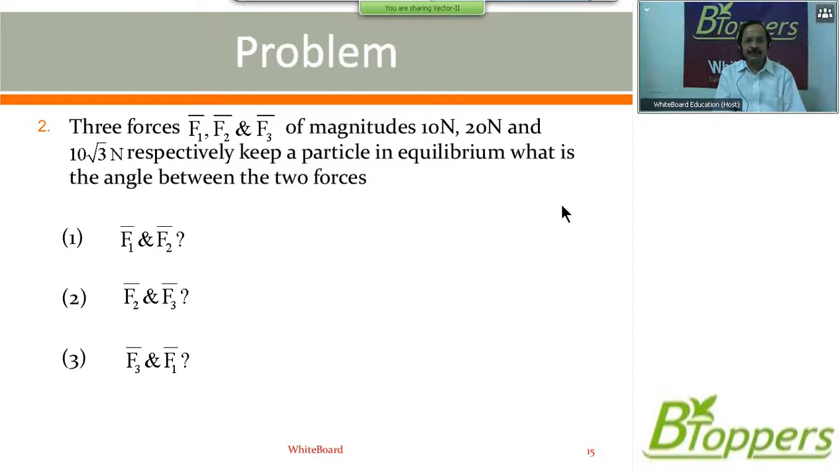In such examples, first you can check whether the three forces can form a right angle triangle or not. For this, you have to check whether the three given magnitudes satisfy the condition of Pythagoras theorem for a right angle triangle. So come on, look at the solution for the problem.